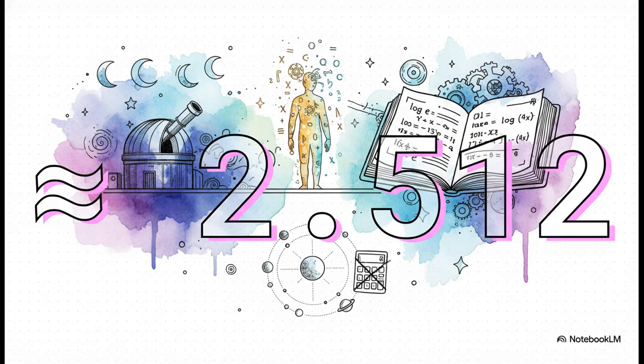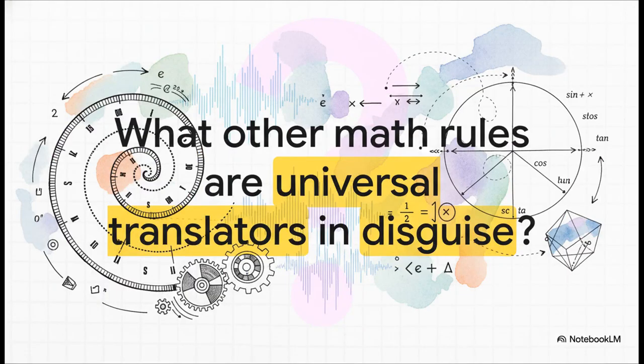I promise you, your calculator does not have a log base 2.512 button. So astronomers and their computer programs are using the change of base formula all the time, constantly, just to make their measurements usable. It just proves how essential this translator is out in the real world. So there you have it, the change of base formula. It's just a simple little ratio, but it unlocks this whole universe of possibilities.